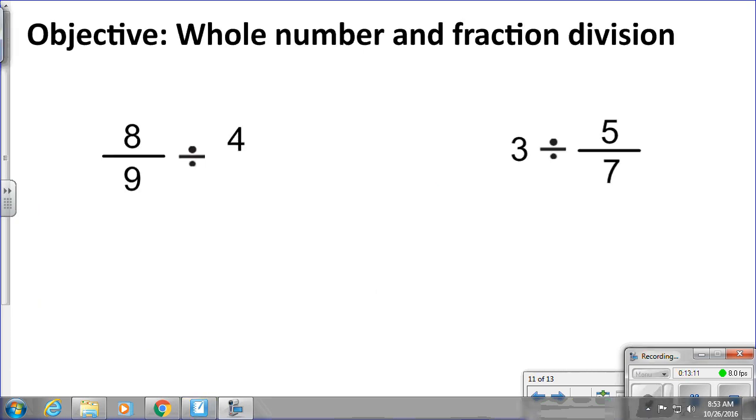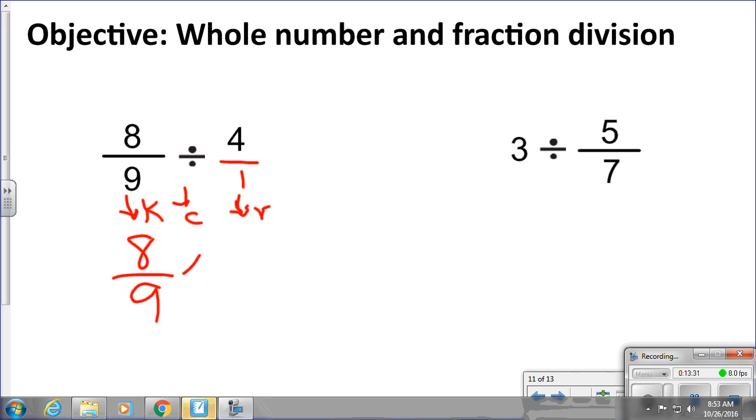Okay. Two types of decimals fractions with whole number division. One where the whole number is in the second part, and one where the whole number is in the first part. Very first thing you do is place a 1 under it, and then you can keep, change, reciprocate. 8/9, change divide to multiply, reciprocate to 1/4. You have 8 over 36.